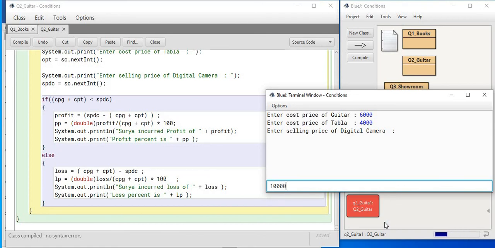Please think and answer, because the moment I press enter, the answer will pop up. Do you think the profit part will happen or the loss part will happen? Think, think, think. I press enter now. Surya incurred loss of 0 and the loss percent is also 0. So time for you to do the thinking.